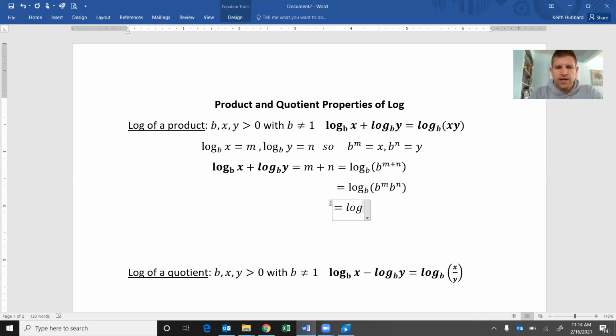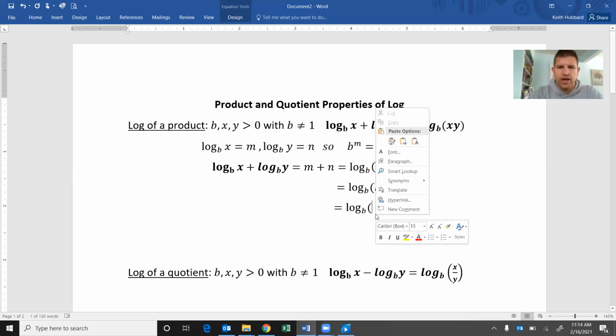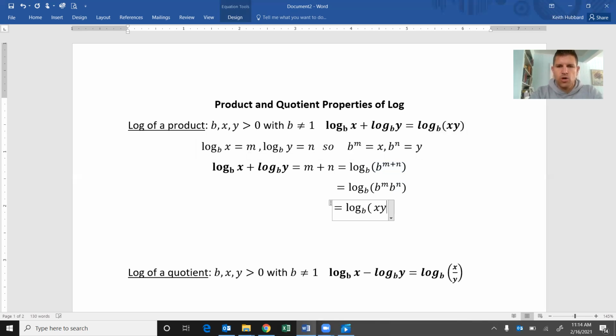So that says log base b of what? Well, what is b to the m? B to the m is x, and b to the n is y. So we have xy. And that's indeed what we were trying to prove in the original thing to begin with, right? So there you have it. That's the proof of this first property.